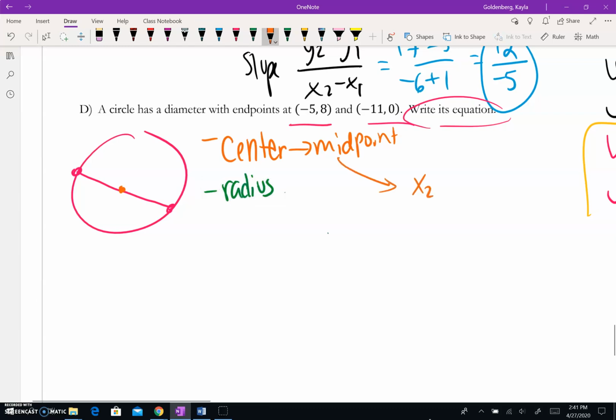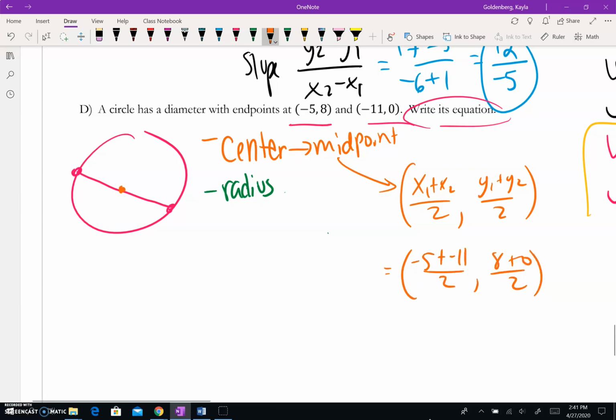And your midpoint formula is x1 plus x2, add your x's together and cut them in half, y1 plus y2 divide by 2. And all it's really doing is averaging your x's and averaging your y's to find what's in the middle of the two. Okay, so if I plug in what I've got, it looks like I'm going to have -16 cut in half and then 8 cut in half. So it looks like my midpoint or my center is -8, 4.